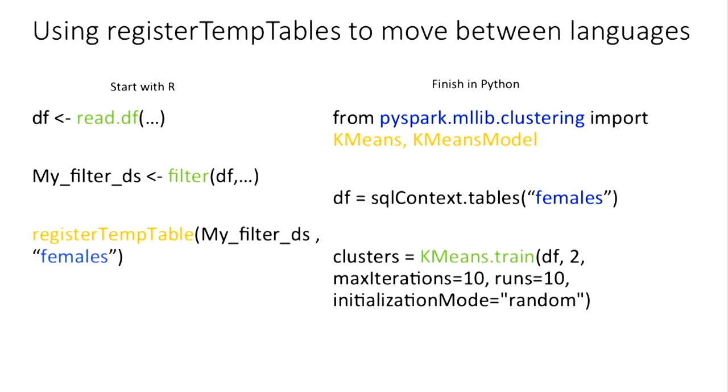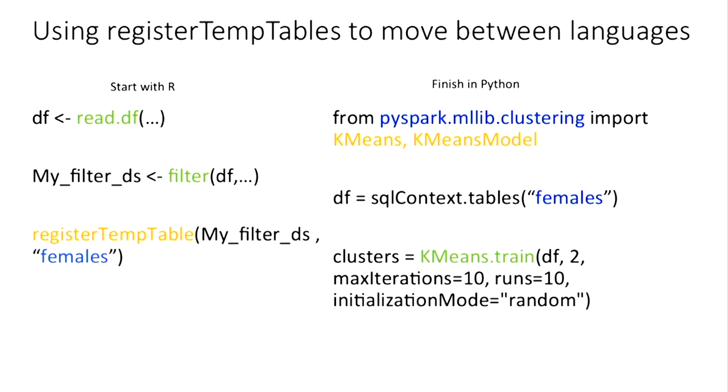Now this register temp table, just so you know, is not persisted. So as soon as that application dies, so does that table. But there is a way you can do a save as table, and that will take advantage of the Hive metastore and save what you have in the Hive metastore, so that table will still be there regardless of when you come back to the cluster. There's a lot more on that in the Spark programming guide.